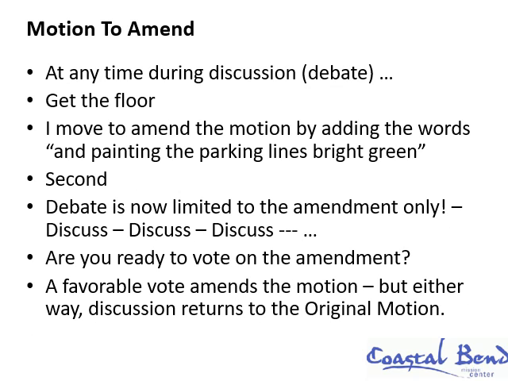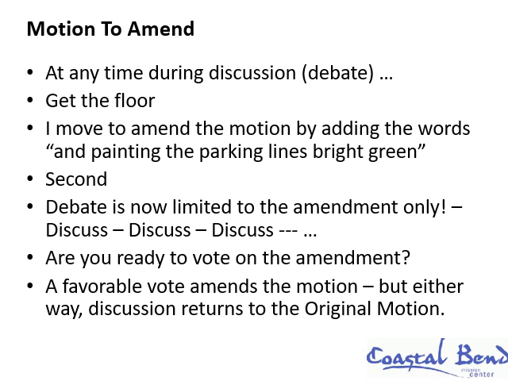A motion to amend can only happen when there is a main motion on the floor. When there is a main motion and the body is in the discussion phase, a mover can be recognized and gain the floor. There could have already been some prior discussion. It doesn't have to be the first one. Once they have the floor, the mover can state something like the example wording, I move to amend the motion by adding the words and paint the parking lines bright green.